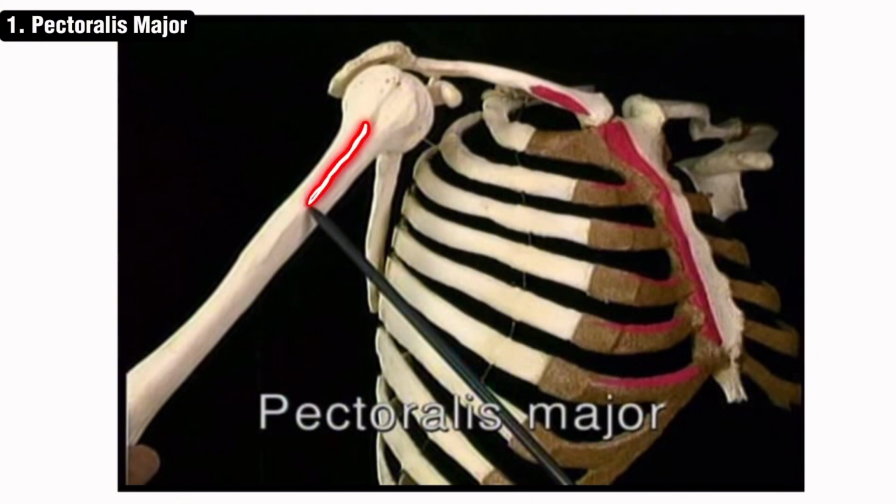This is the insertion. This bone is the humerus. This is the bicipital groove of the humerus. And here's the lateral lip of the bicipital groove. So the insertion of pectoralis major muscle is the lateral lip of the bicipital groove of humerus. The pectoralis major inserts with the help of a bilaminar tendon.